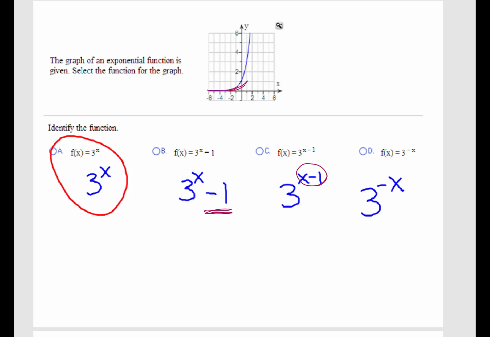Okay, and then that last one, it's affecting the x, and it's negative in front of the x, so it would be a reflection over the y-axis, so something like this. Okay, so when you graph those, all of those should hopefully tell you, nope, that's not it. That very first one, 3 to the x power, gives you that one.